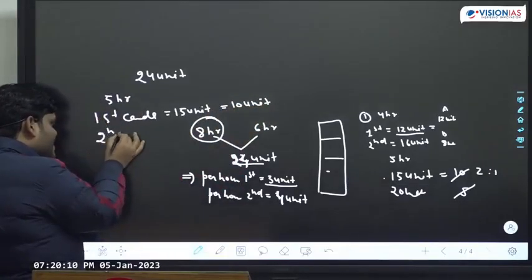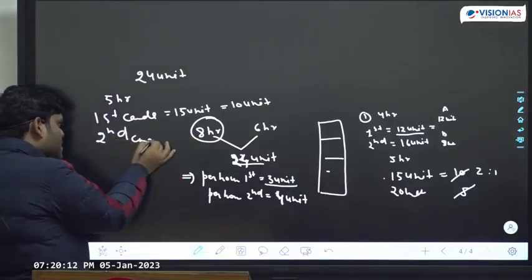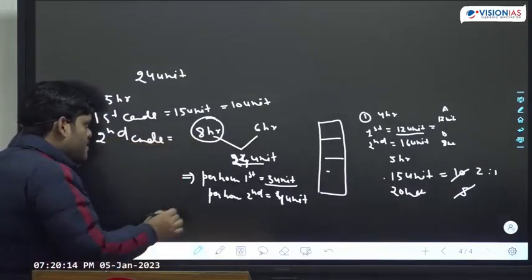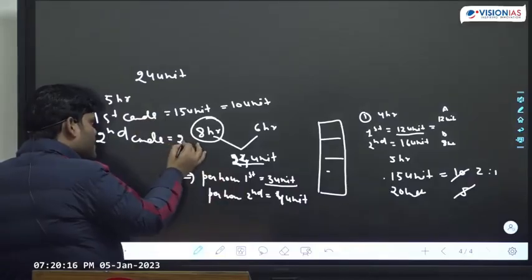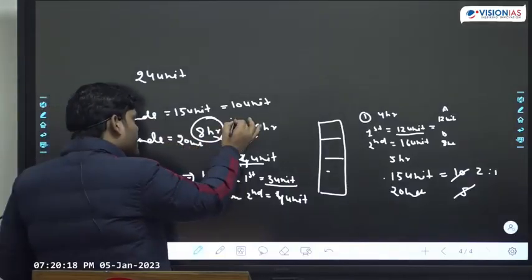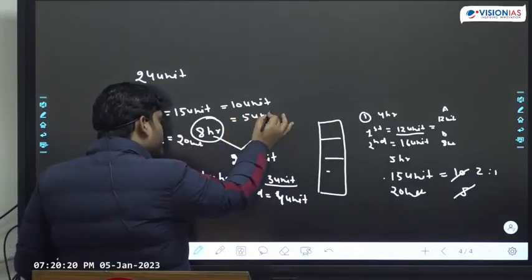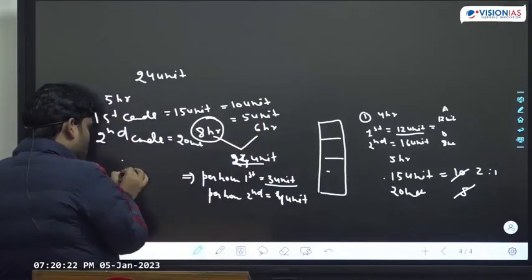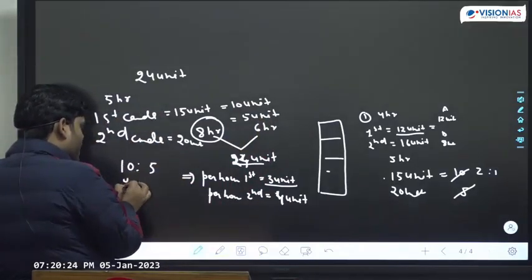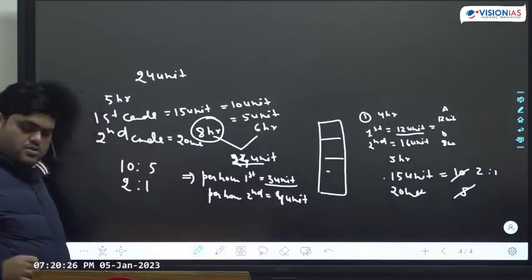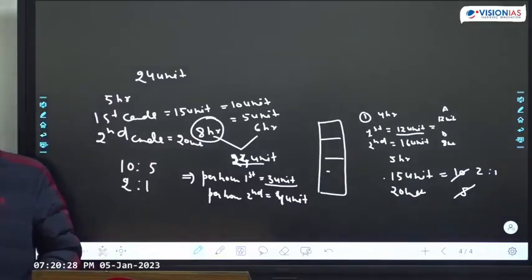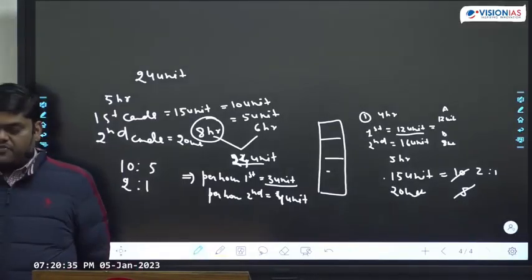And second candle will burn in 5 hour 20 unit. How much will be left? 5 unit will be left. So what is the ratio now? The ratio will be 10 is to 5 or 2 is to 1. So the correct answer will be 5.